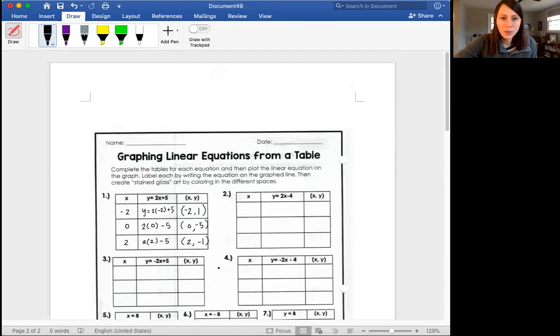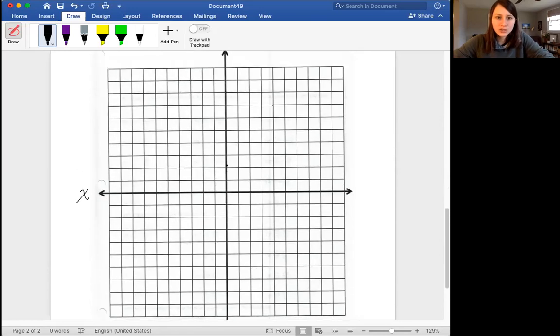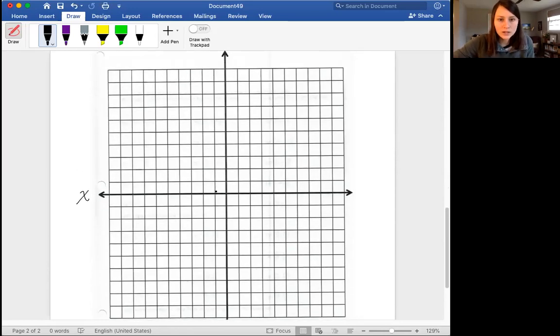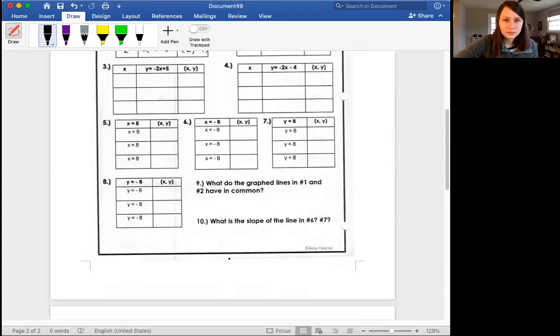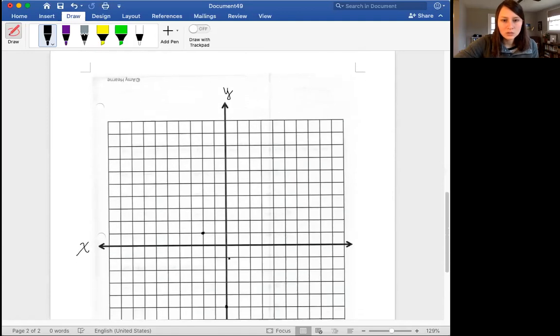So if the point is at -2, 1, then I'm going to count to the left 2 to get to -2 on the x. 1, 2, and then +1 means I go up. So this is where one of my points are. And then I have 0, -5, so 1, 2, 3, 4, 5. That would be right here. And then I have 2, -1.